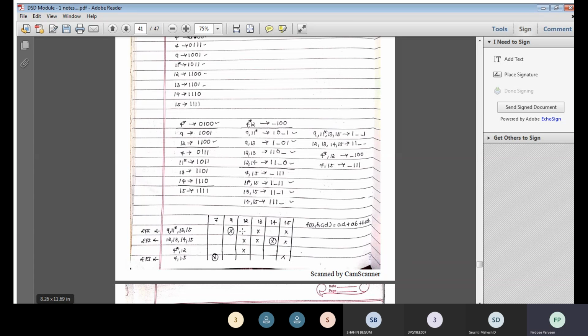So you have AD plus AB plus BCD. We have neglected this one. Why? Because 4 is the don't care term and 12 is already covered here. So it can be neglected. So what is the minimal expression? It is AD plus AB plus BCD.